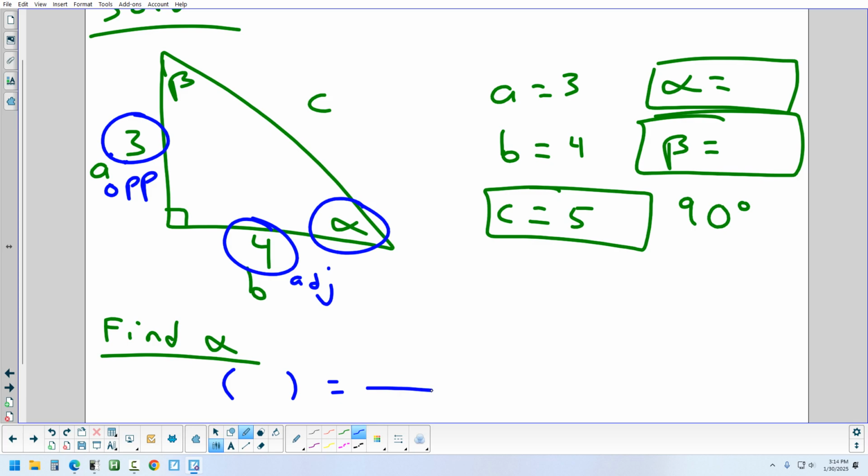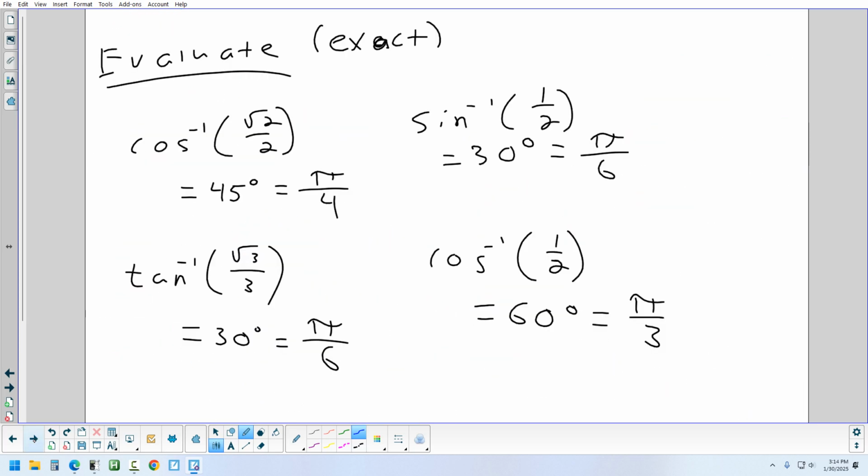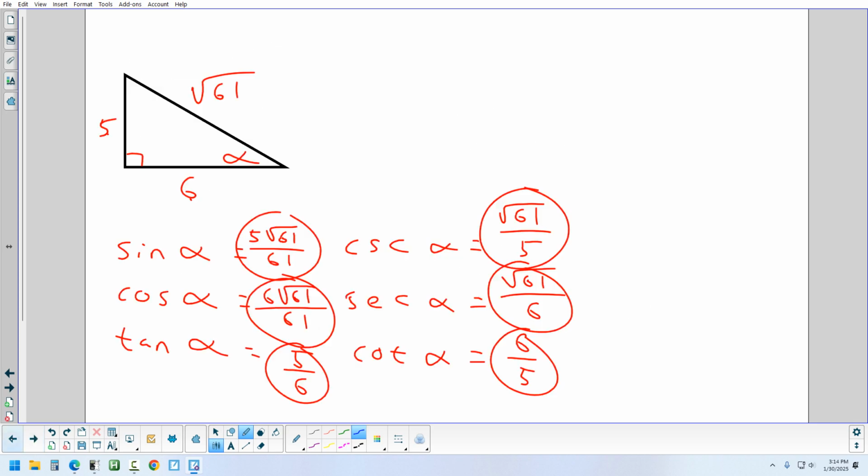What trig function involves opposite and adjacent? Yeah. Tangent. So tangent of alpha equals 3 over 4. Now this is pretty similar to a question we did earlier. You're basically going to end up with something like that. You're going to use inverse trig.